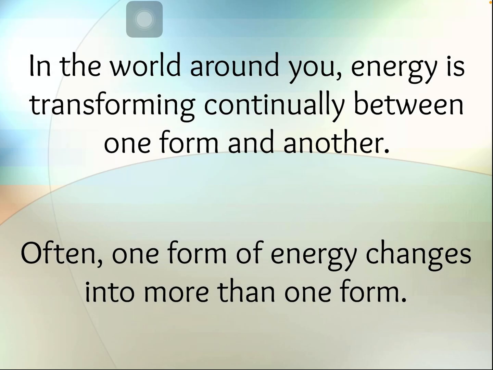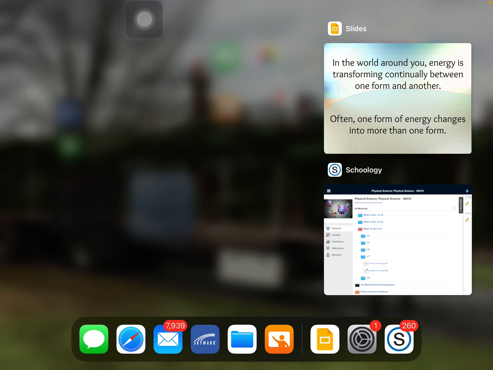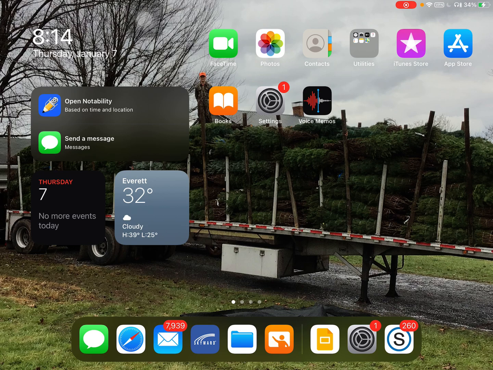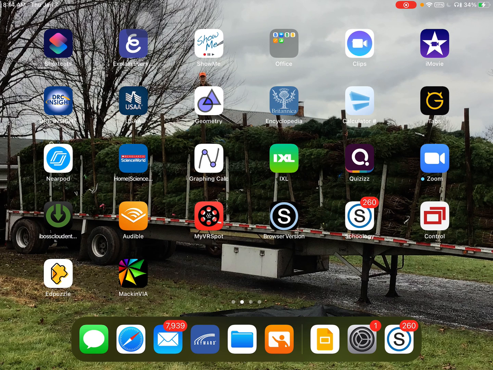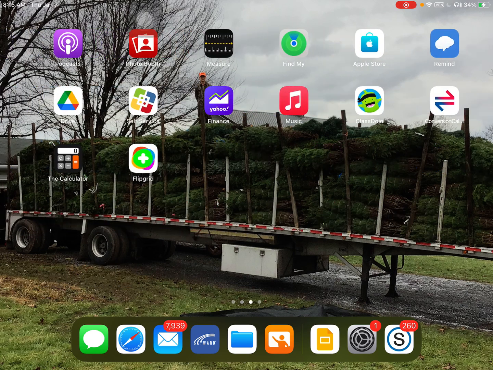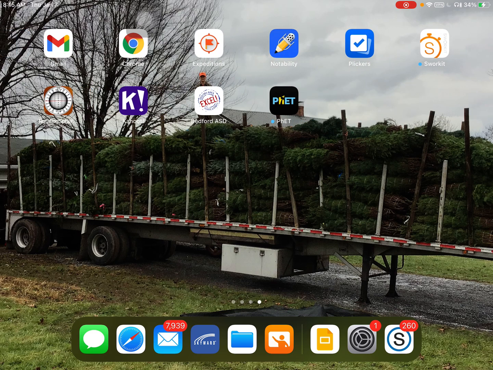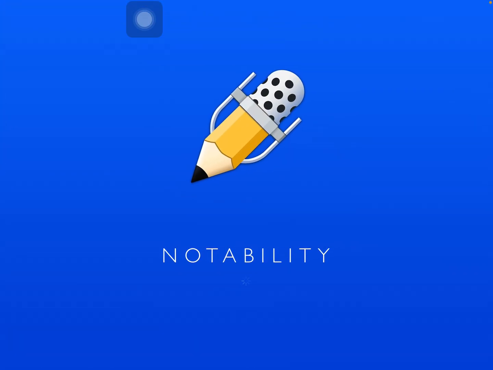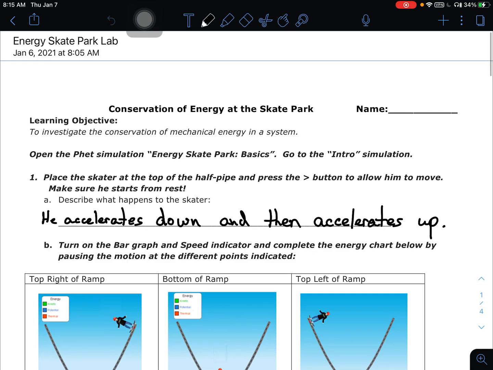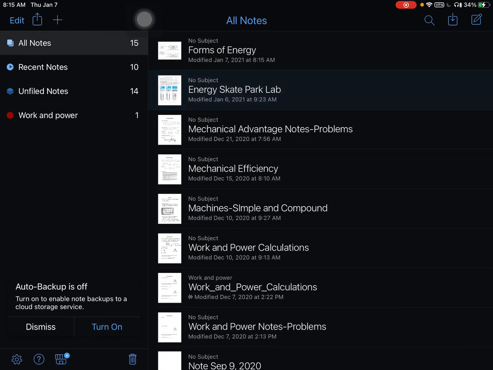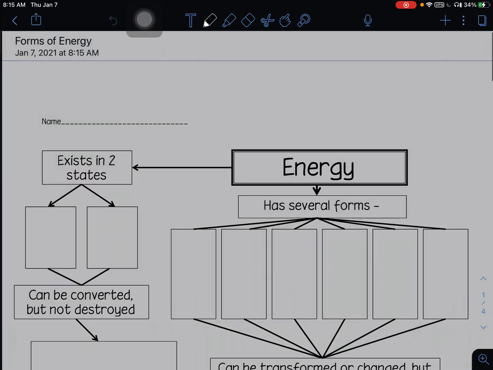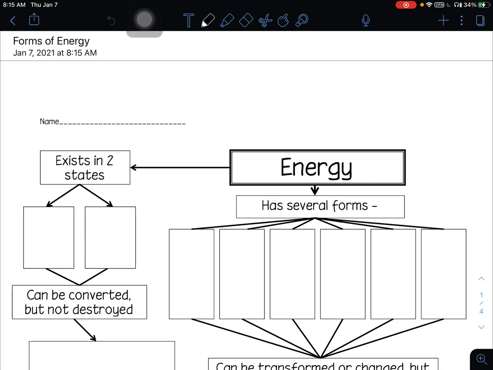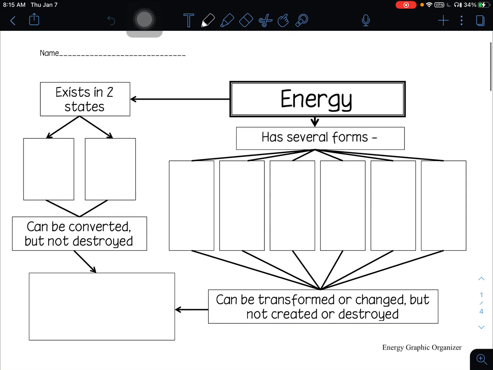Okay, so we're going to actually leave this alone here today, and we'll get into some more of this tomorrow, maybe the rest of this slideshow. But what I want to do now is go into Notability, where I have already downloaded the PDF file that we are going to look at and do today. So let me get out of this. I want the Forms of Energy PDF, which was found in today's folder. And we're going to look at this together.